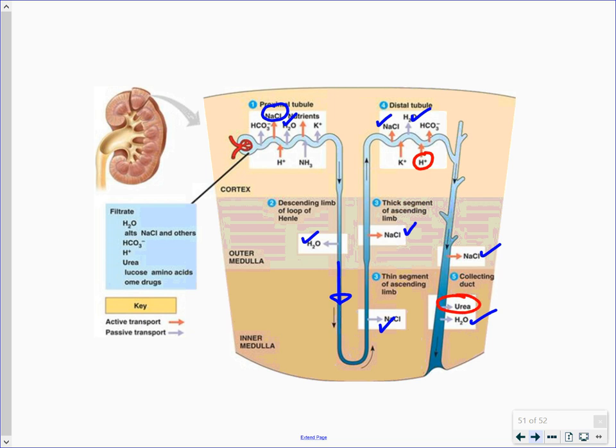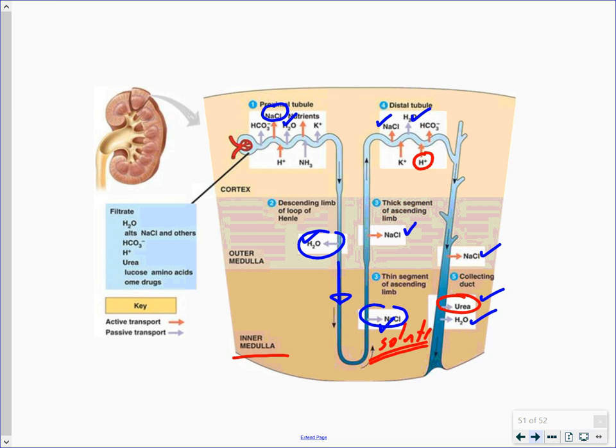You actually reabsorb the urea at the latter part of the collecting duct, and the idea here is to really increase the solute concentration inside of the medulla portion of the kidney, medulla portion right here. And what that is actually going to do is it's going to draw more sodium chloride and more water out of the nephron and return it to the blood.